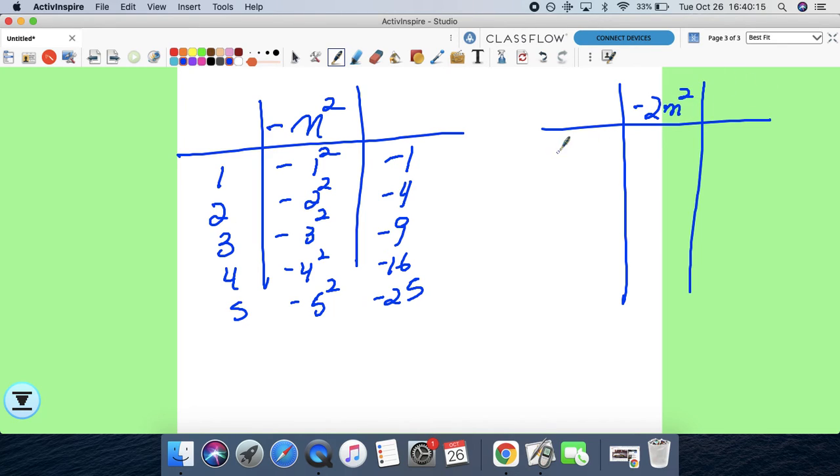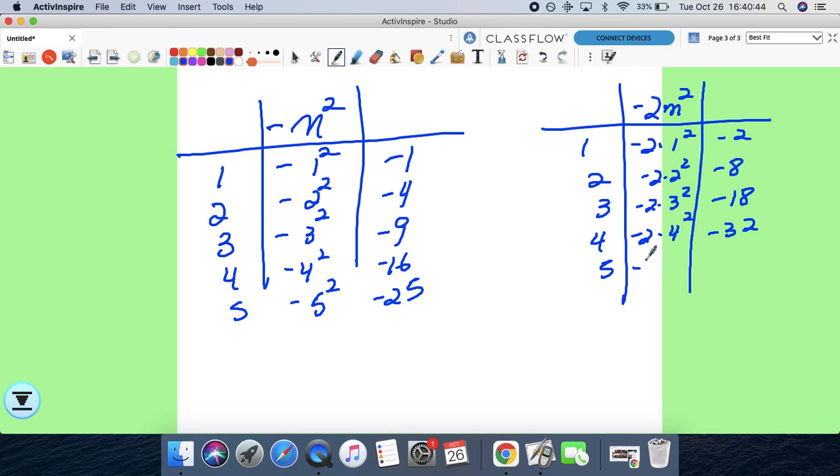Think about that. So 1 would be negative 2 times 1 to the second power. It's going to give us negative 2. 2 would be negative 2 times 2 to the second power. 2 to the second power is 4 times negative 2 is negative 8. 3 would be negative 2 times 3 to the second power. 3 to the second power is 9 times negative 2 is negative 18. 4 would be negative 2 times 4 to the second power, so 16 times negative 2 is negative 32.